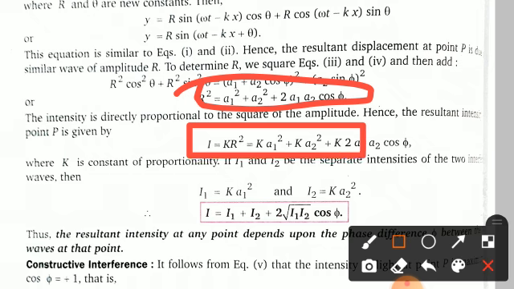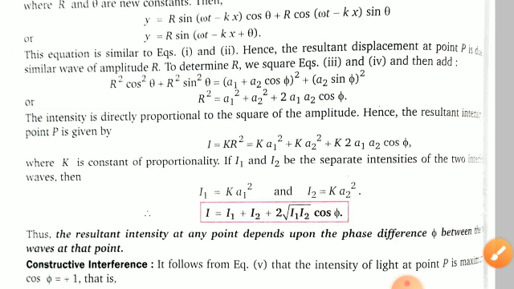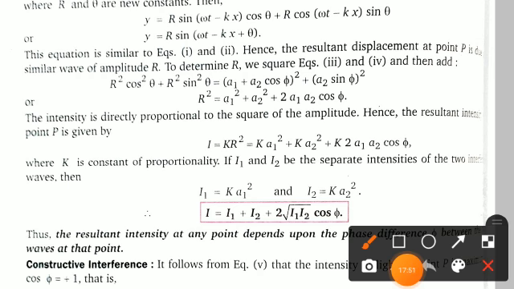So finally the intensity at point P comes out in this form, where k is the constant of proportionality, and I1 and I2 are the separate intensities of the two interfering waves. So you can see I1 equals k times a1 squared and I2 equals k times a2 squared. If you add up both the terms, you get the resultant intensity, which is I1 plus I2 plus 2 root I1 I2 cos phi. This is the formula for the resultant intensity at point P.